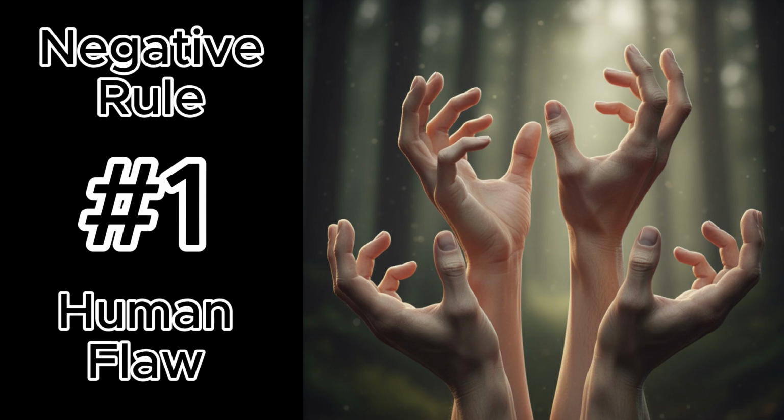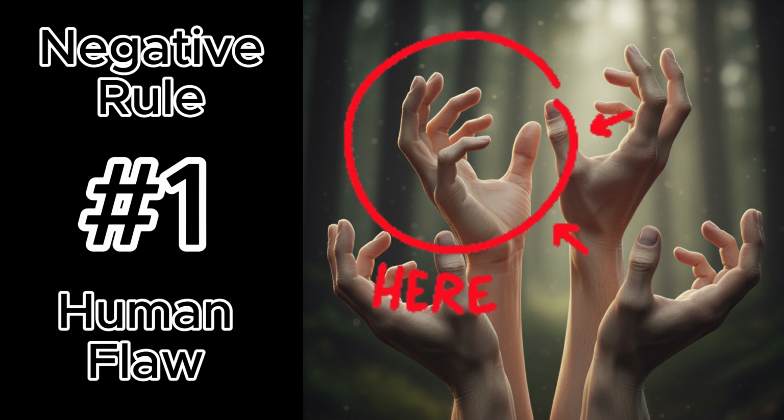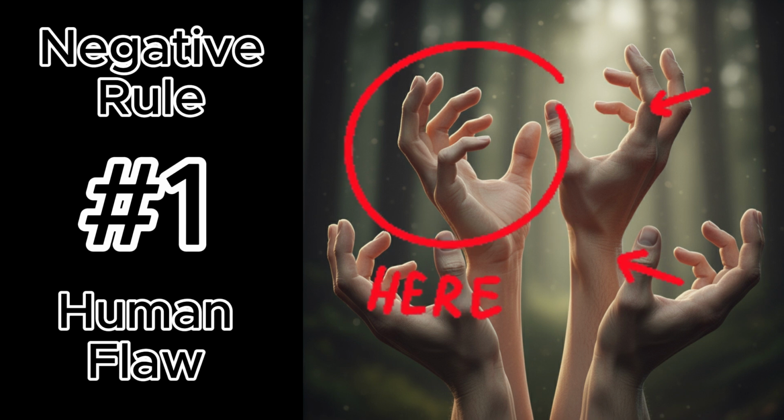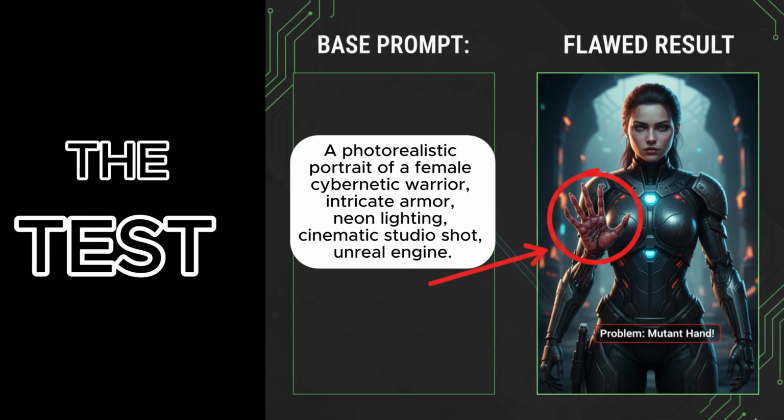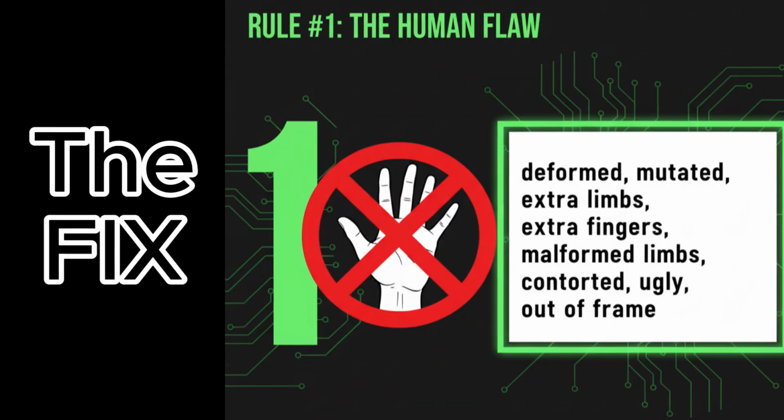Negative rule number 1, the human flaw. The AI is obsessed with giving your characters extra limbs and twisted fingers. It's the number 1 quality killer. The test? Here's a beautiful photorealistic prompt for a character portrait. We run it, and what do we get? A 3-arms monstrosity. The fix?